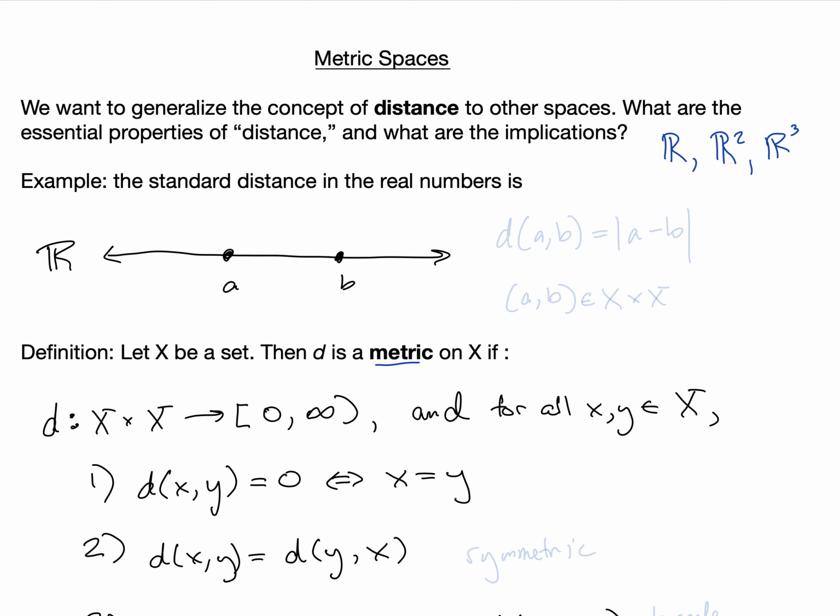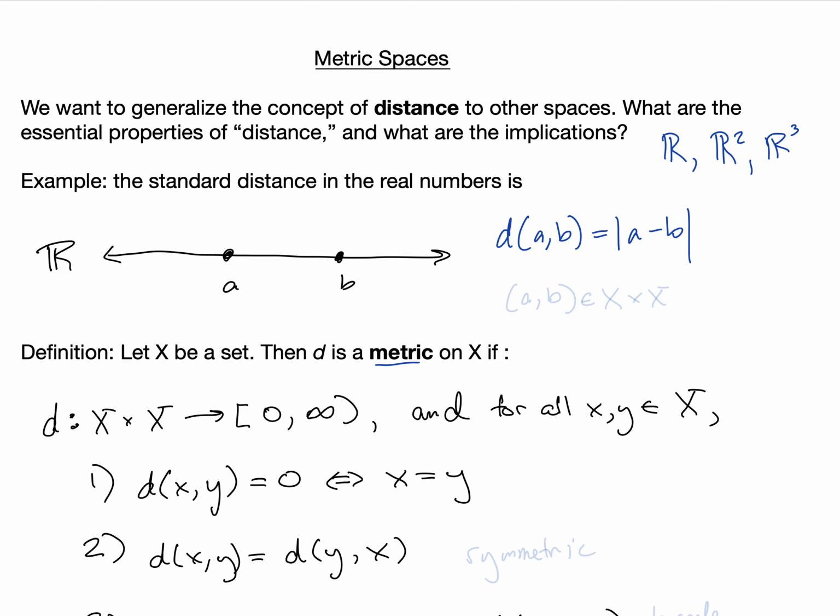So we want to think about basically what mathematics we do there, and what it means for there to be distance. What are the essential properties of distance, and what are its implications? To start, the standard distance on just the real number line: if we ask what's the distance between 2 points A and B, we could say that the distance between those 2 points is the absolute value of A minus B. That would be our standard distance between 2 values on the real number line.